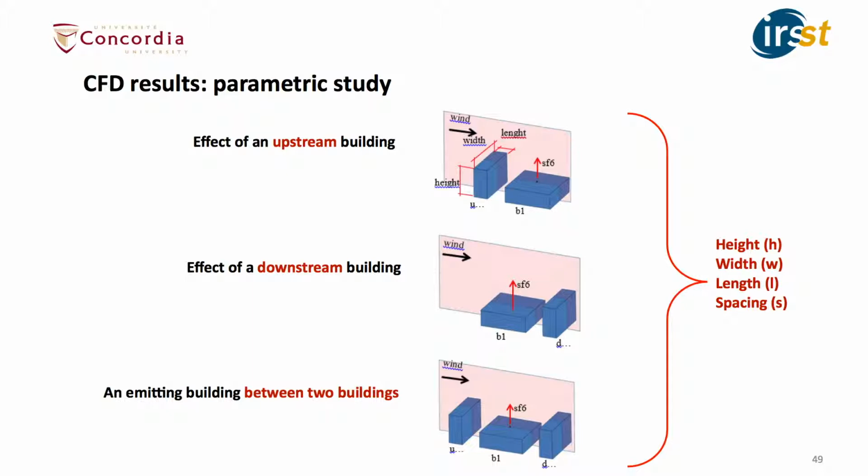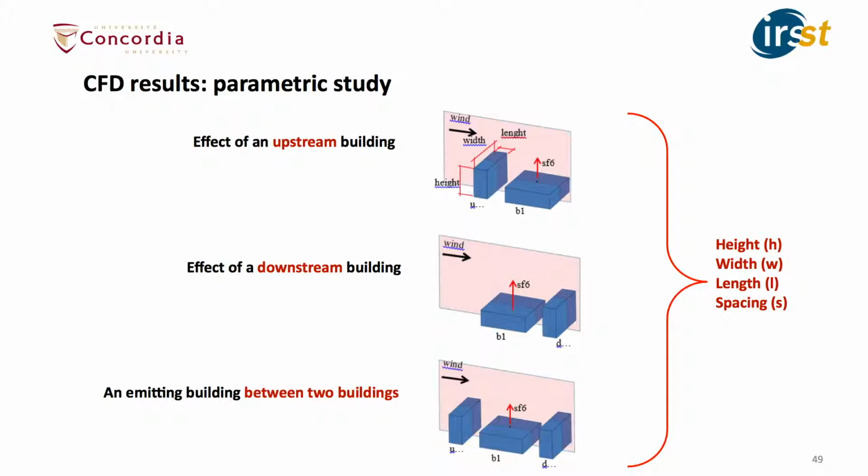So here is the emitting building. Here's when you have a building upwind, if you like, for this wind direction, okay, upstream. Here's when you have a building downstream, and here's where you have 2 buildings, okay? So basically one upstream and one downwind, and then see what is happening with that.